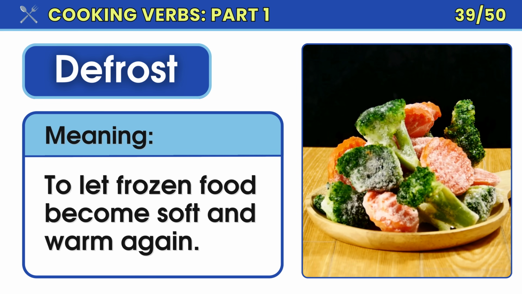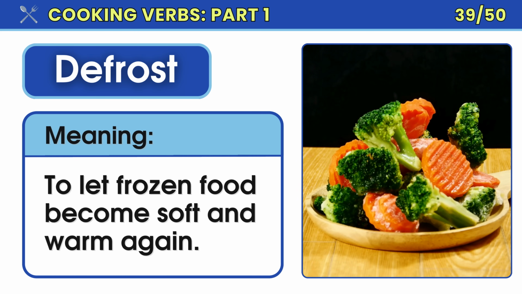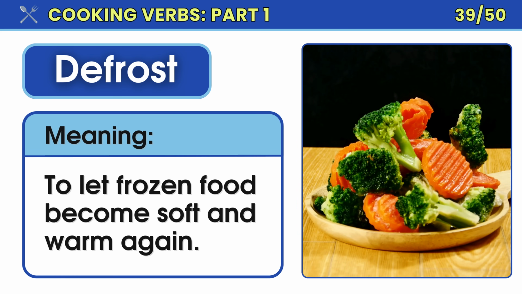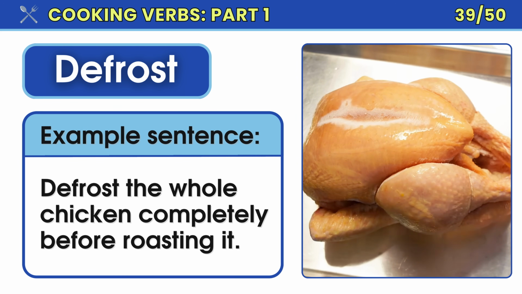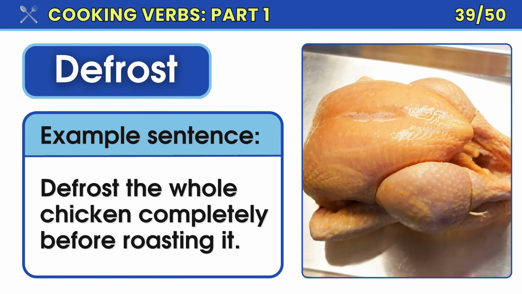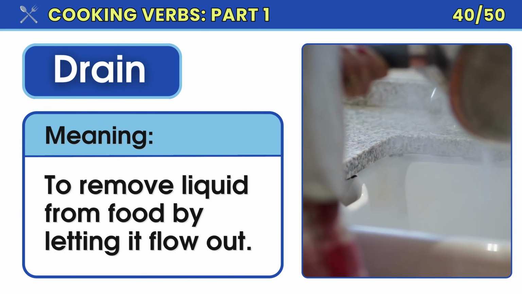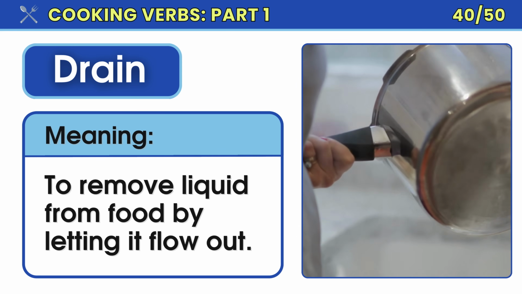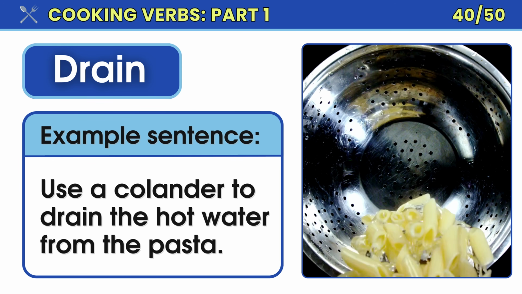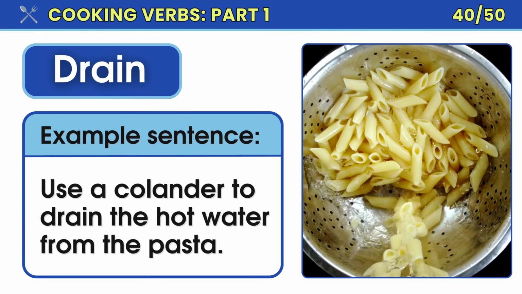To defrost means to let frozen food become soft and warm again. For example, defrost the whole chicken completely before roasting it. To drain means to remove liquid from food by letting it flow out. For example, use a colander to drain the hot water from the pasta.